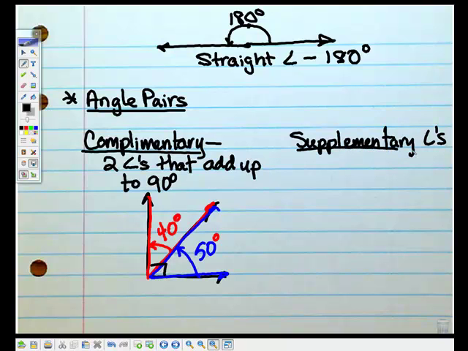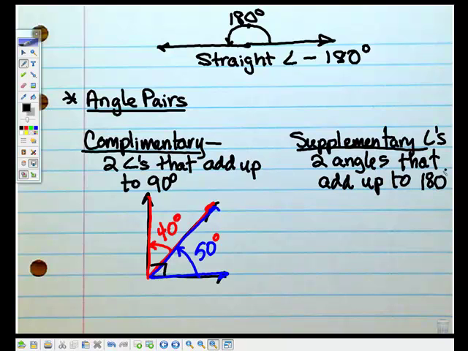And supplementary angles are related to the straight angle that we see up above. These are two angles that add up to 180 degrees. So if we start off with the 180 degree angle again, and we put another line in, we will create two angles. I'll change the colors to red and blue again. Here's one of our angles, and our other angle that we have is right here.